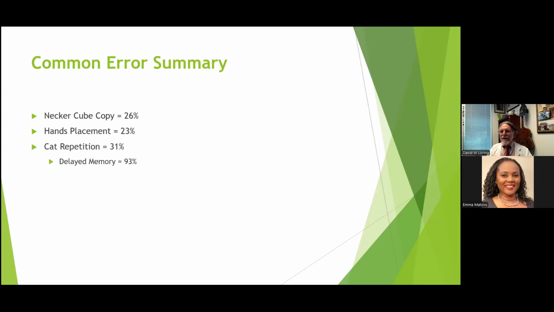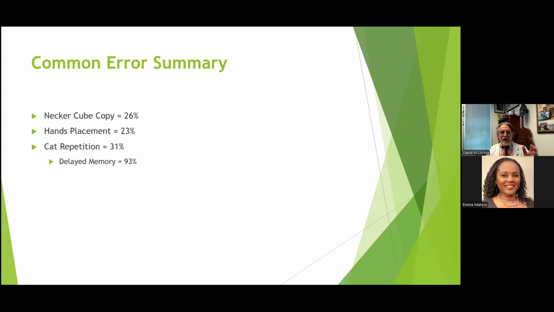So I guess let me pull this all together. Across the Emory Healthy Brain Study, we have a high Decker cube error rate of 26%, the hand placements on the clock, 23%, and the repetition. So we can see here that it's kind of these executive function items that tend to have more difficulty associated with that.